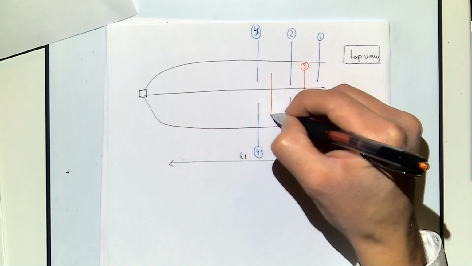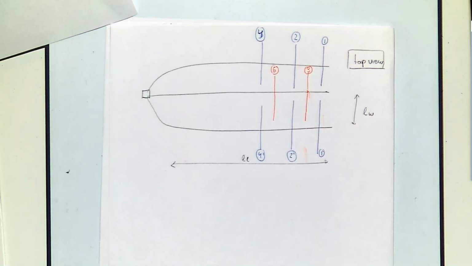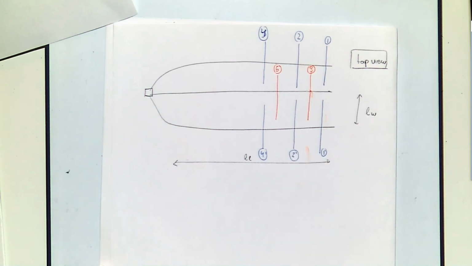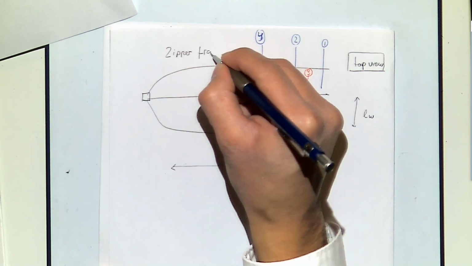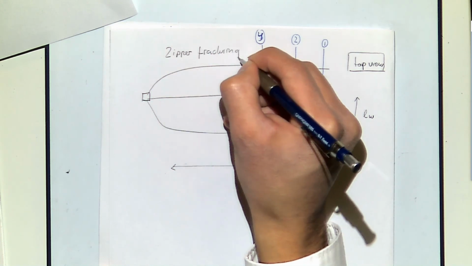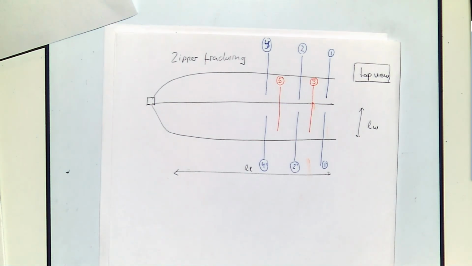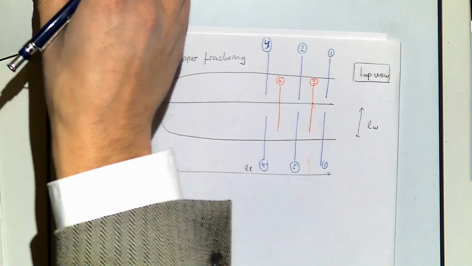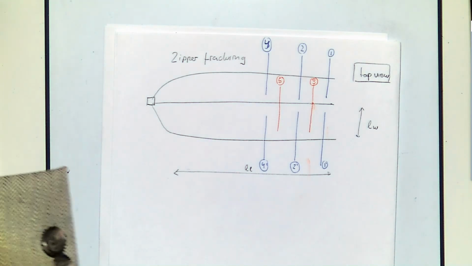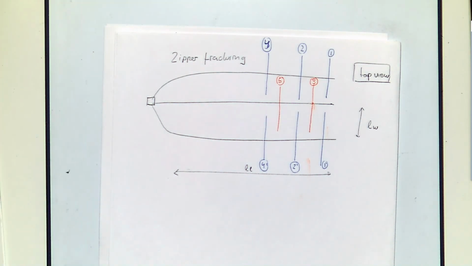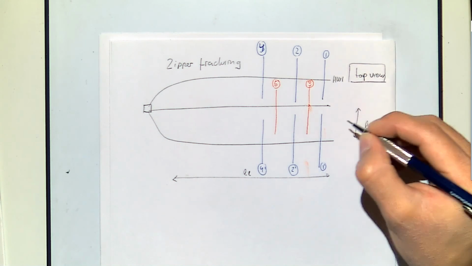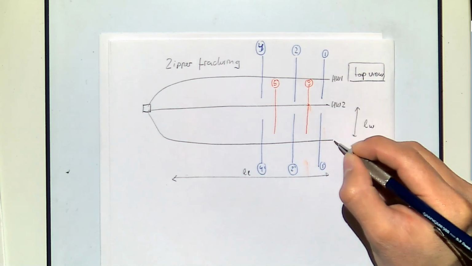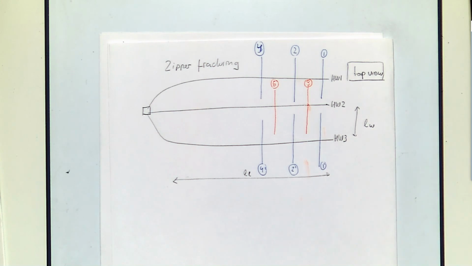And this strategy, and it looks like that, is called zipper fracturing. You take advantage now of multiple wells in order to put these new fractures. So this will be horizontal wellbore number 1, horizontal wellbore number 2, and horizontal wellbore number 3.